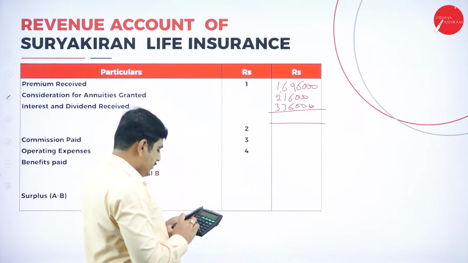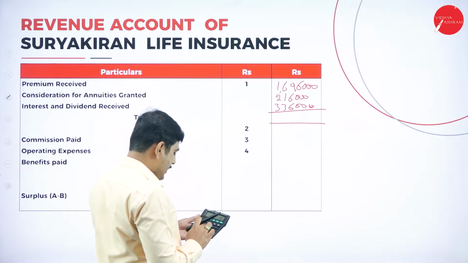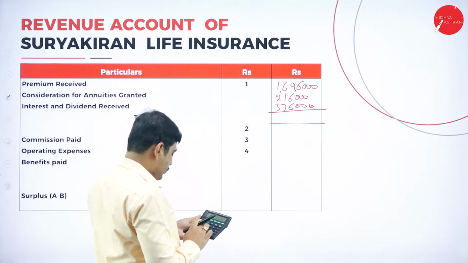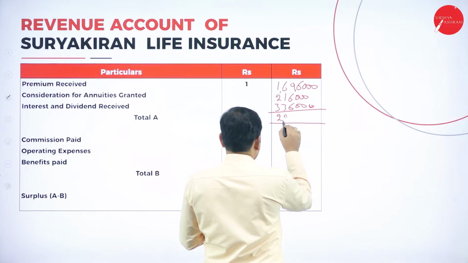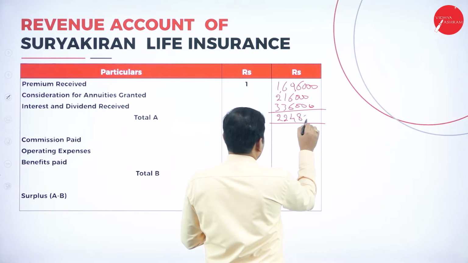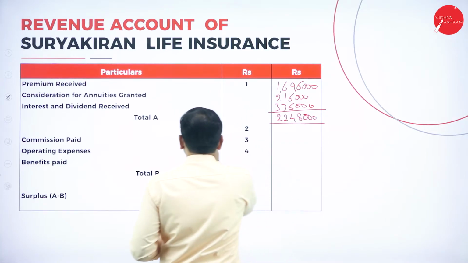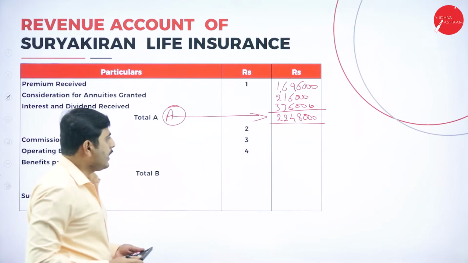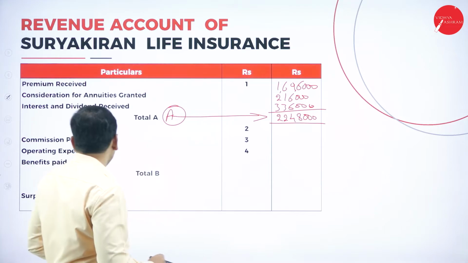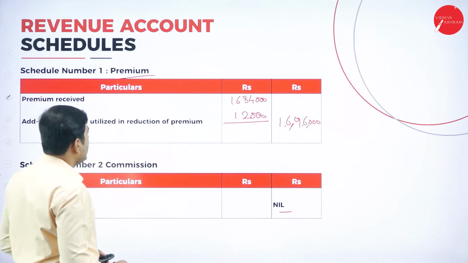So add all the amounts, you will get 16 lakh 96,000 plus 2 lakh 16,000 plus 3 lakh 36,000. So we are having 22 lakh 48,000 as total A. Now next one, let's go to schedule number 2.